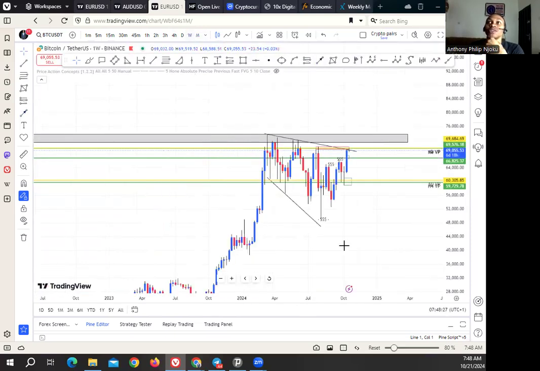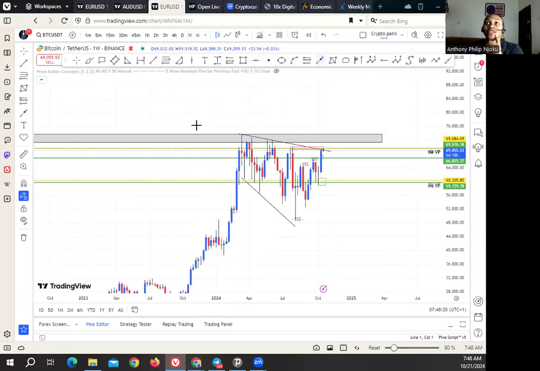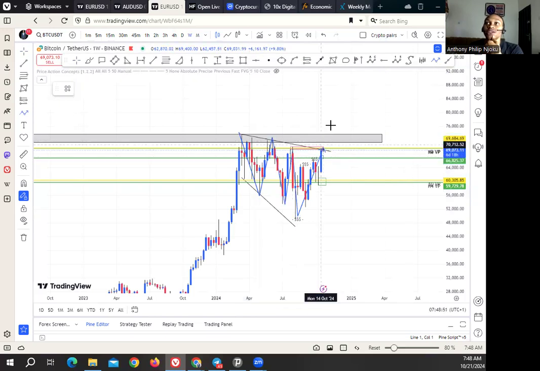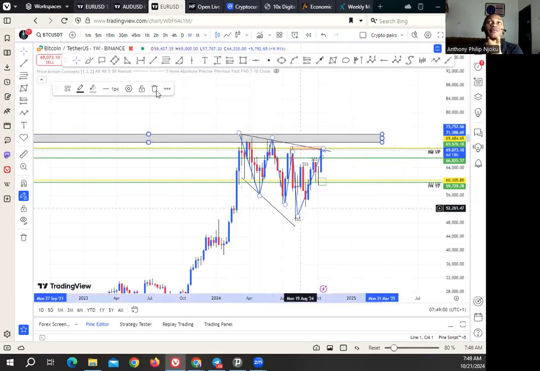On the weekly time frame, we see an expanding wedge, which is forming like this. Wait, let me show you guys. This is an expanding wedge. It's accumulating both buys and sells. So literally, an expanding wedge is meant to break out to the upside. That's the strategy, the principle of trading an expanding wedge.